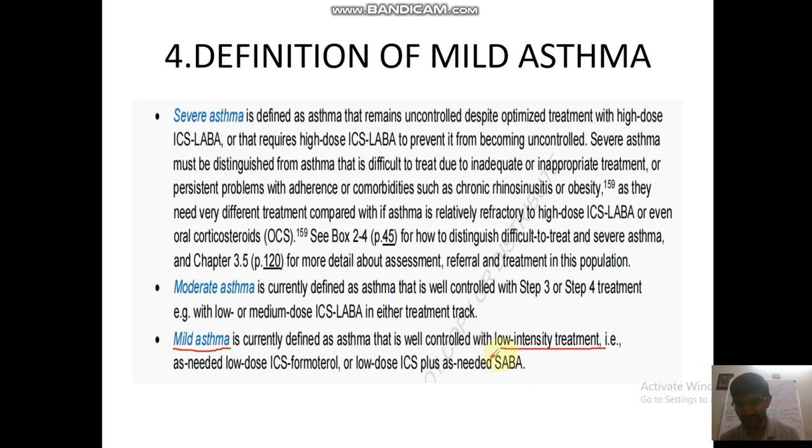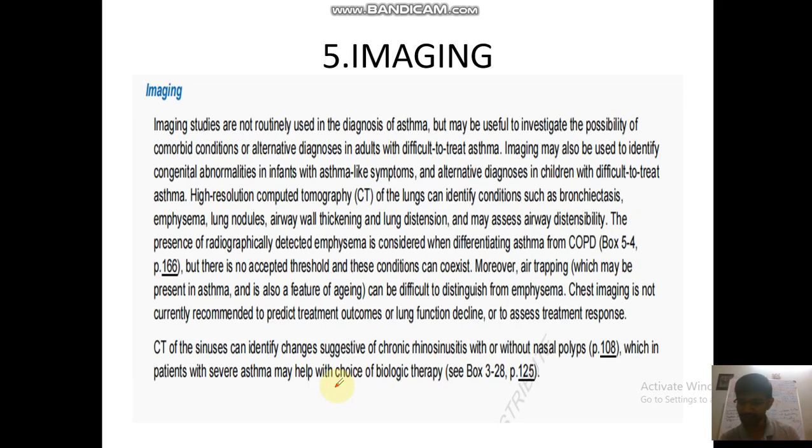There is only the low intensity treatment. Okay, that's it. Coming to the fifth major difference, there is imaging. As you all know, asthma diagnosis does not need any imaging, but in cases of uncontrolled asthma, just to rule out the other differential diagnosis and associated comorbidities, we need imaging.